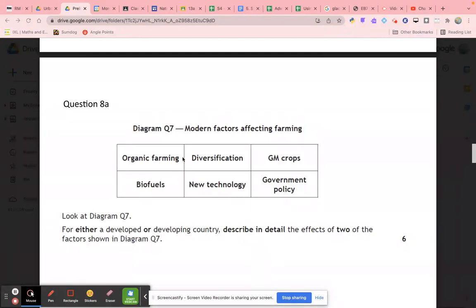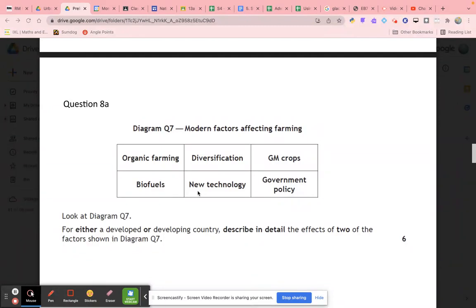And the impact of that might be on the area, because there's a lowering of food supply, especially if diversification is starting to make the farmer more profit than food production. Okay. Right, new technology. Now, this is one you're very likely to choose. This is a common one, and your answer can fit in both a developed and a developing country very easily.